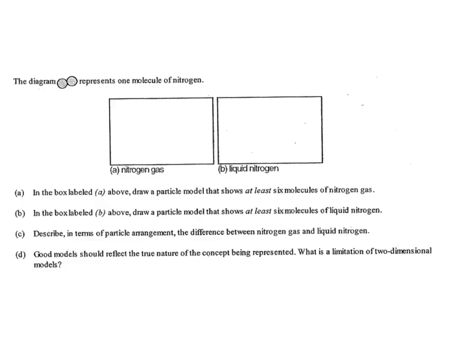In this final question, we are asked to draw the particle diagram of nitrogen, a diatomic element, in both gas and liquid form. So we know that in gas form, the particles are going to be very far spread apart, versus in a liquid form, the particles are going to be very close together.